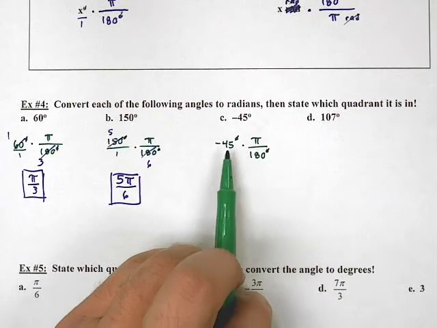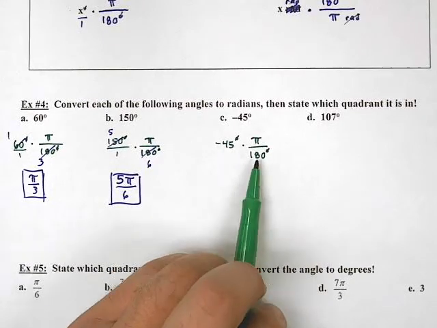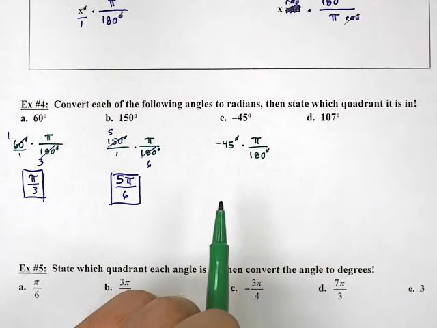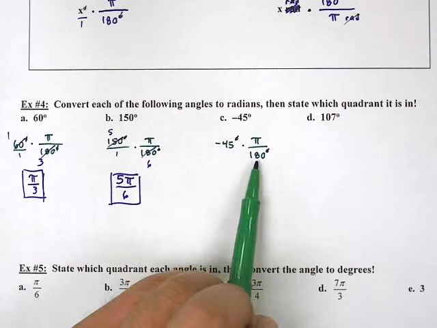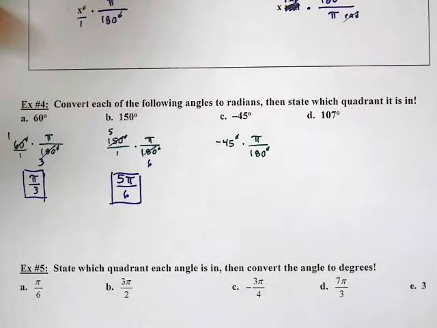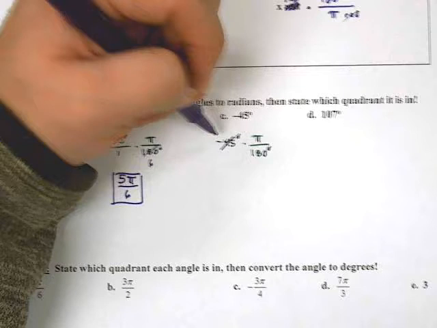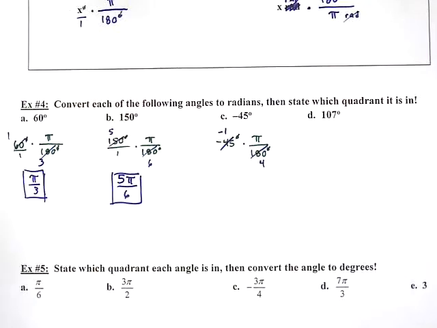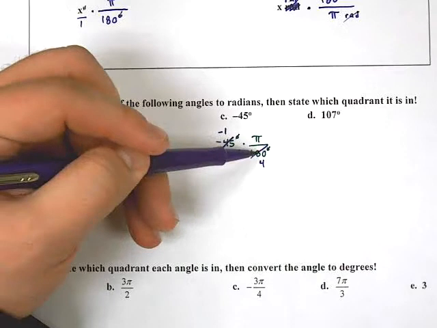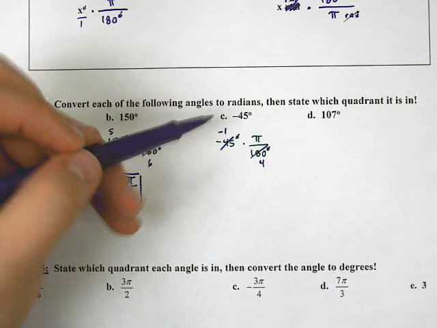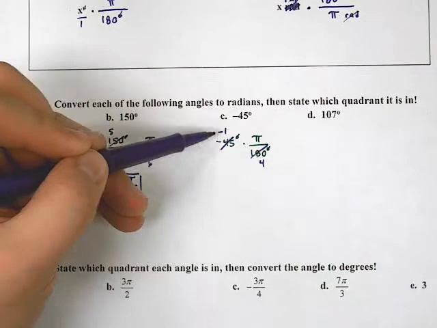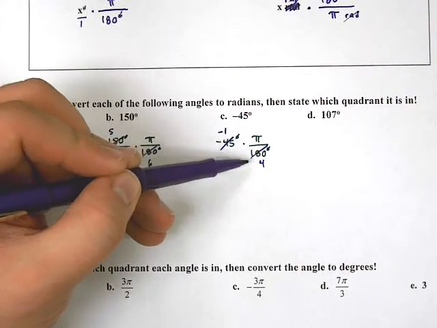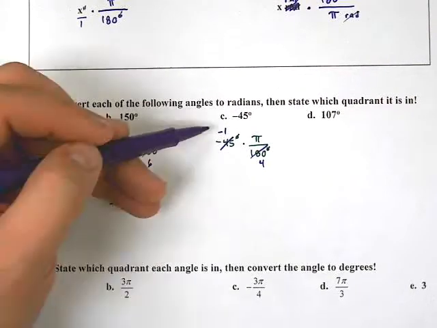I believe if I take out 45, well, 90, yeah, okay. I can reduce this to -1 and 4, okay? 45 goes into 180 four times. So, of course, -45 would go into -180 -4 times, all right?